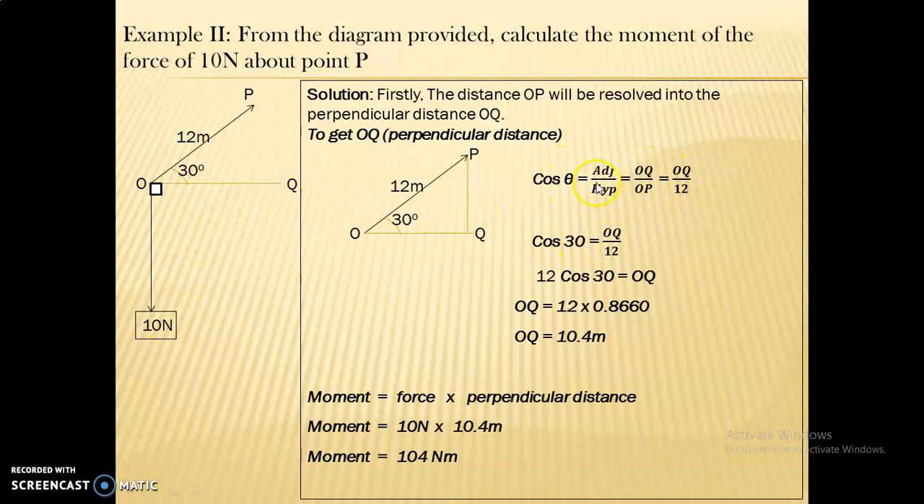We use cos theta equals adjacent over hypotenuse. So doing all that, we have our OQ here to be equal to 10.4 meters. So the distance from O to Q is 10.4 meters. Then we just apply the moment of a force principle, which is force times perpendicular distance. So the force is 10 Newton, the perpendicular distance is 10.4 meters. Then we have a moment of 104 Newton meter. Remember, the distance we are using must be the perpendicular distance.